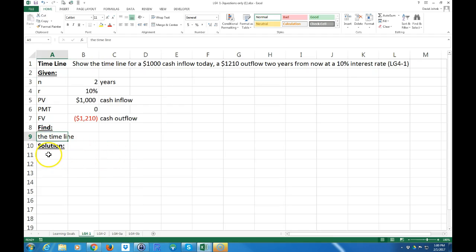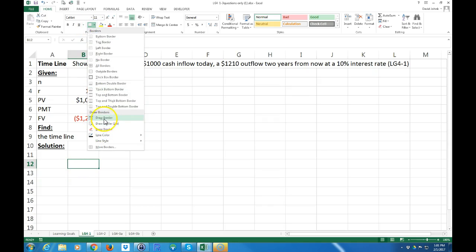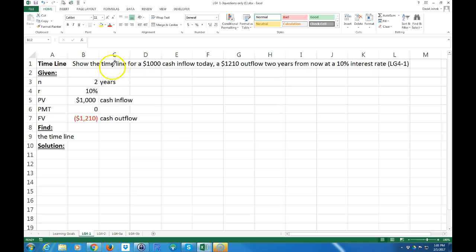So we want to find the timeline. In Excel, if you're going to draw a timeline, I like to use this little draw border tool. Before I do that, I usually like to pick a line style, make it a thicker line, possibly this dark one down here. When you click on that, it brings up this little pencil. So I'm getting a cash inflow today for $1,000, money coming into my pocket. It's a positive cash flow.